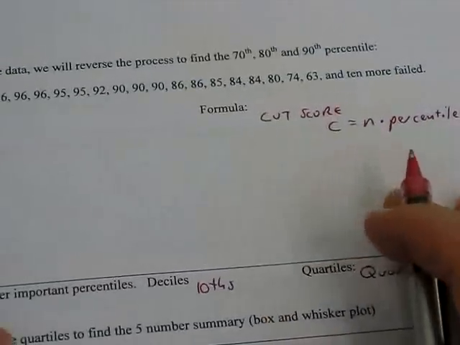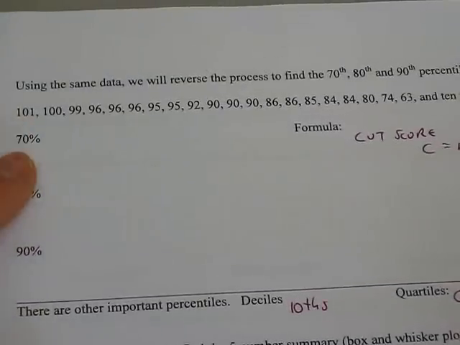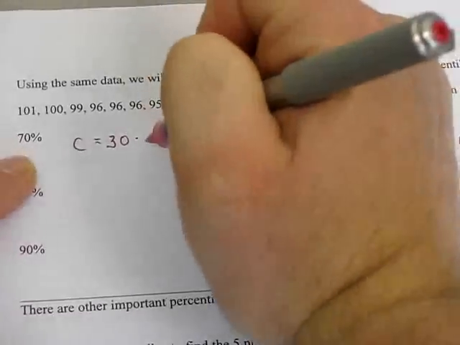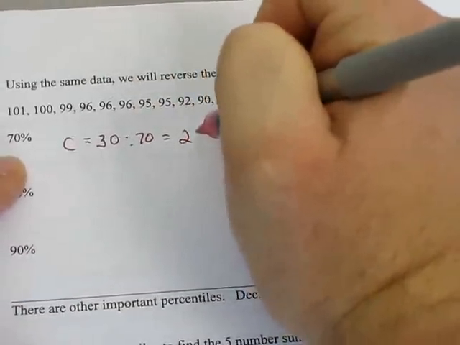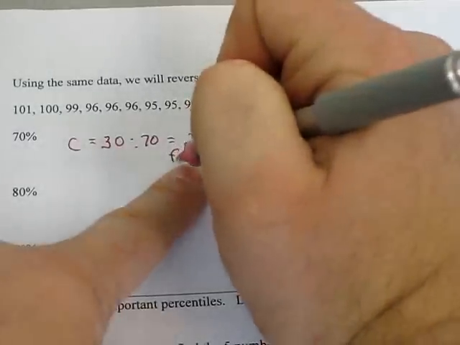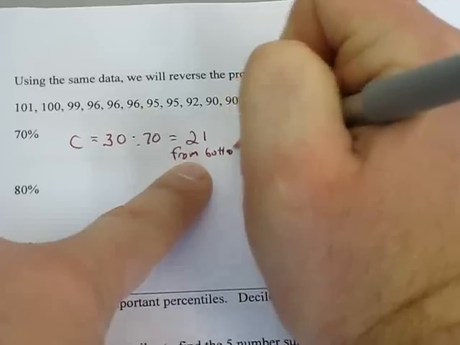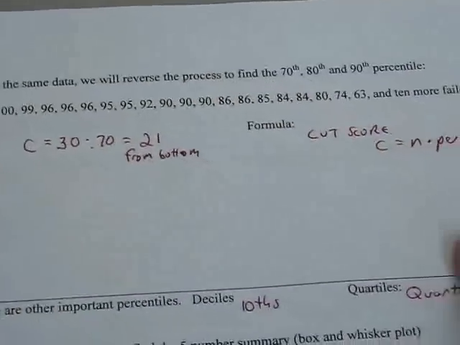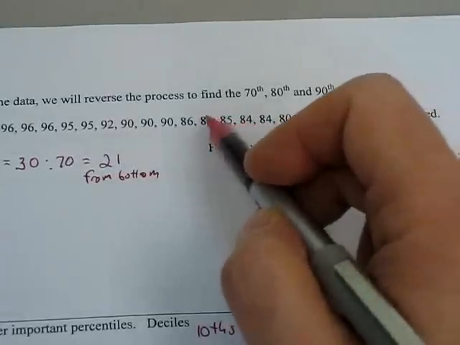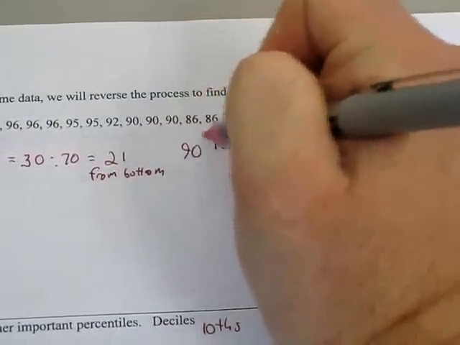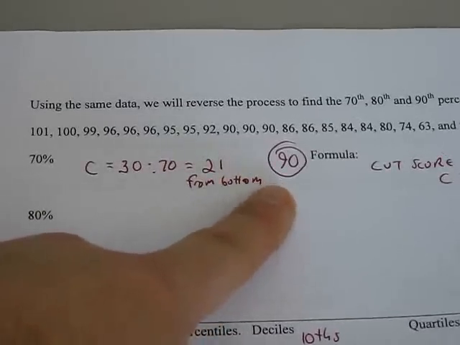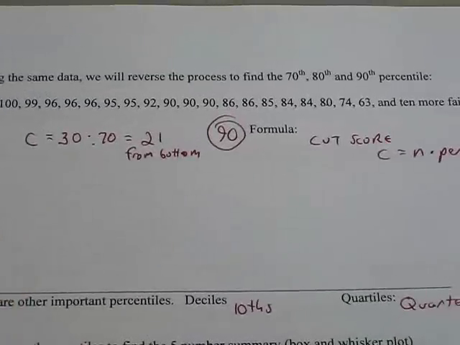So I want to find out, okay, I want to be in the top 70. I find my cut score by going 30, that's my total, times my percentile, 0.70, and this is 21. Now, 21 is not the cut score. This just tells me 21 scores from the bottom will get me to the 70th percentile. So if I go 10, 11, 12, 13, 14, 15, 16, 17, 18, 19, 20, 21, my cut score is 90%. So if I want to be in the top 70% of the class, I am going to get a 90. And if you compare that versus the back page, you can see the correlation there.